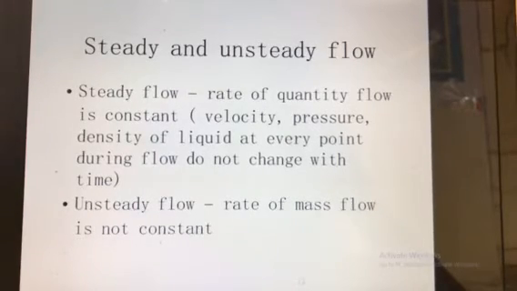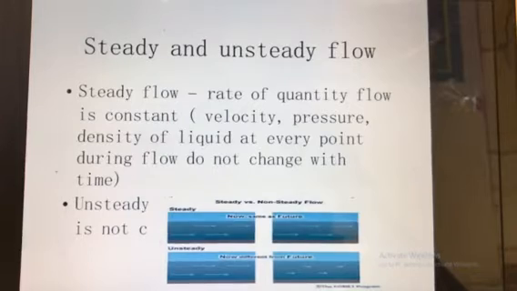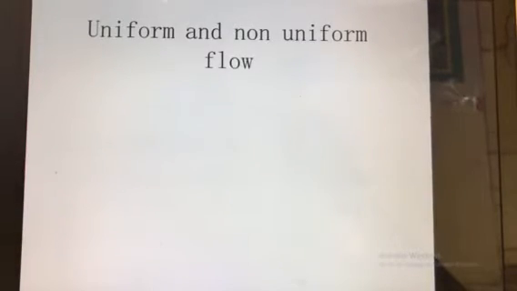Now we will see next. So the first one is steady versus non-steady. This diagram shows the difference between steady and unsteady flow. Now next is uniform and non-uniform flow. In the previous case, for steady flow, we saw that the parameters or characteristics do not change with respect to time, then we call it a steady flow.